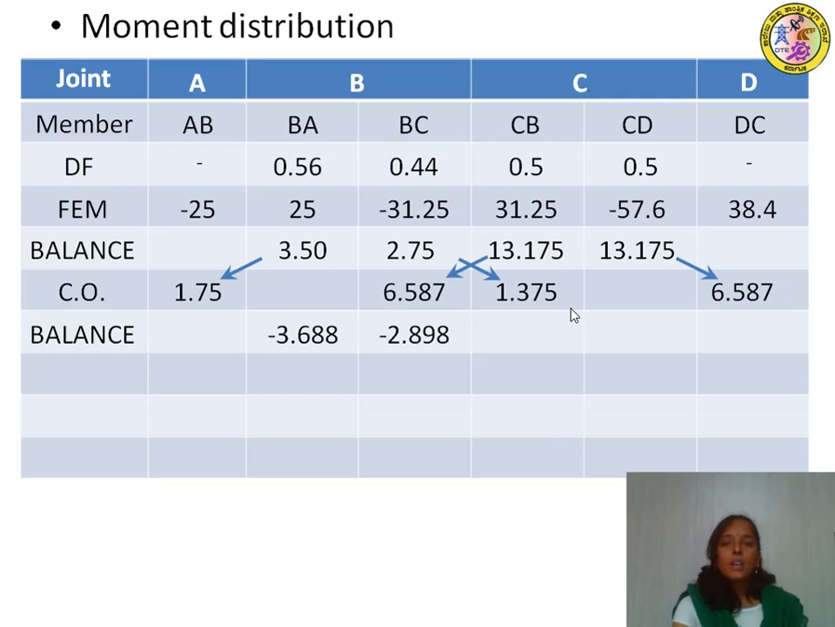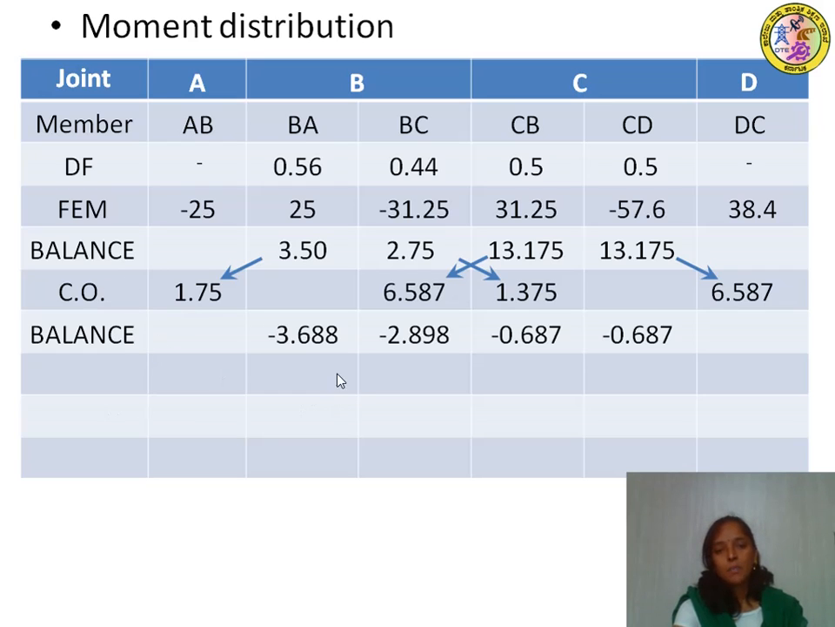So at joint C, the imbalancing moment is 1.375. So the balancing moment will be minus 1.375. So minus 1.375 is distributed among the members according to the distribution factor. So minus 1.375 into 0.5 will be equal to minus 0.687. So minus 0.687 for both CB as well as CD. Again, this carryover and balancing will be repeated.